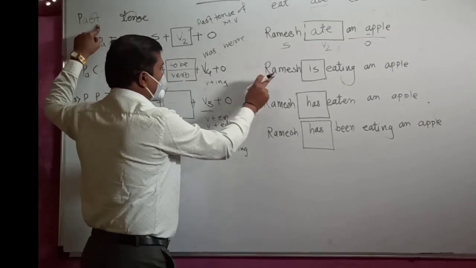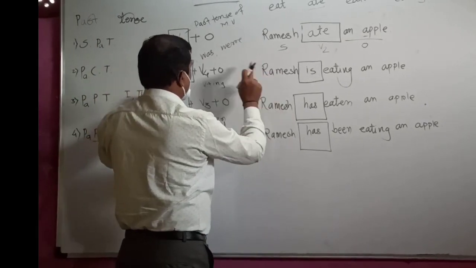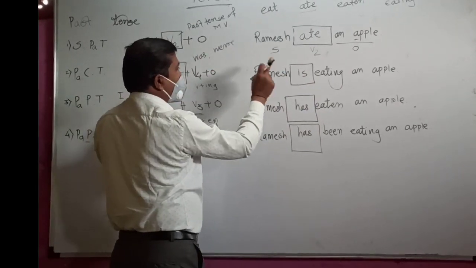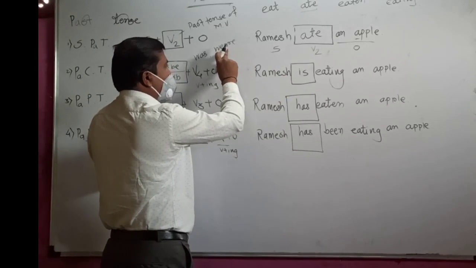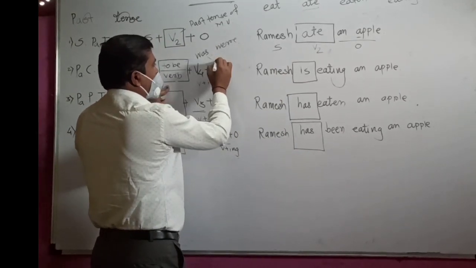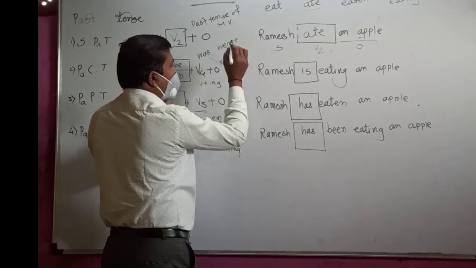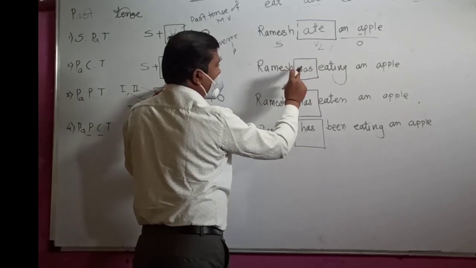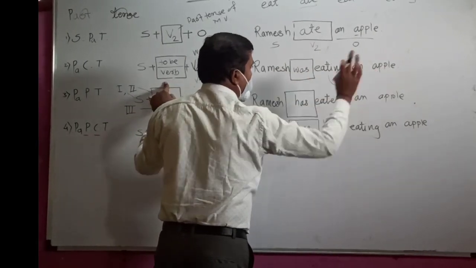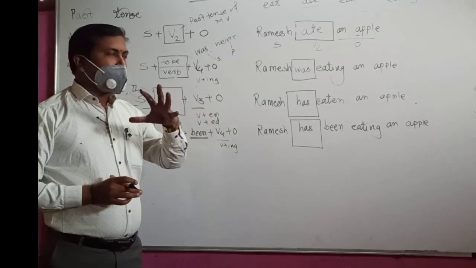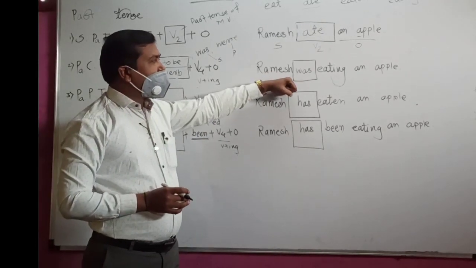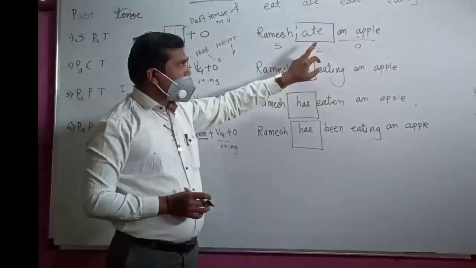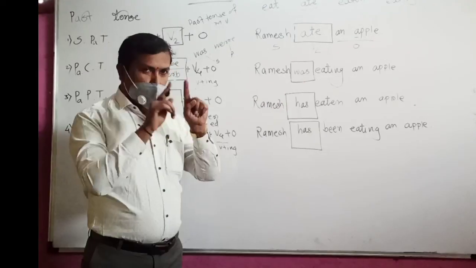So with the help of this formula, subject Ramesh, to be verb was or were. If it is present is, then we should use was. And if it is present are, then we should use were. Was is singular and were is plural. We should understand this also. Ramesh was eating an apple. If you are paying full attention to the board, then you can understand that I am not going to change other words. I am going to change only the words which are in the box.